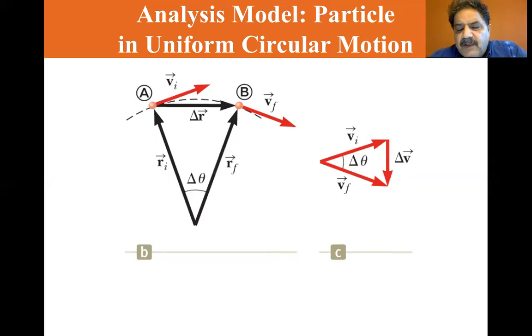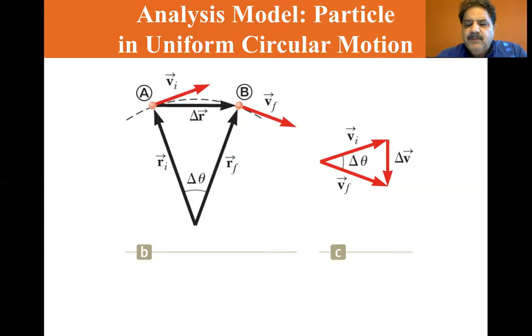Both figures identify triangles. In figure B, the angle theta between the two position vectors is the same as the angle between the two velocity vectors in the right figure. Velocity vector v is always perpendicular to the position vector r. The two triangles are similar. Recall, two triangles are similar if the angle between any two sides is the same for both triangles, and if the ratio of lengths of these sides is the same.